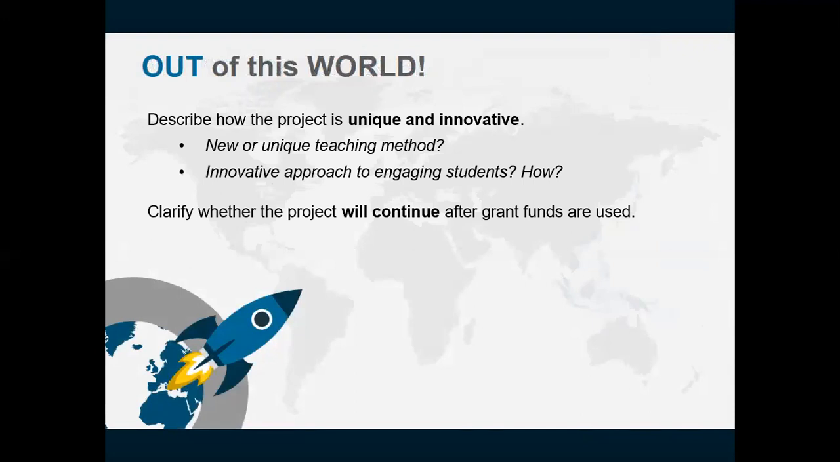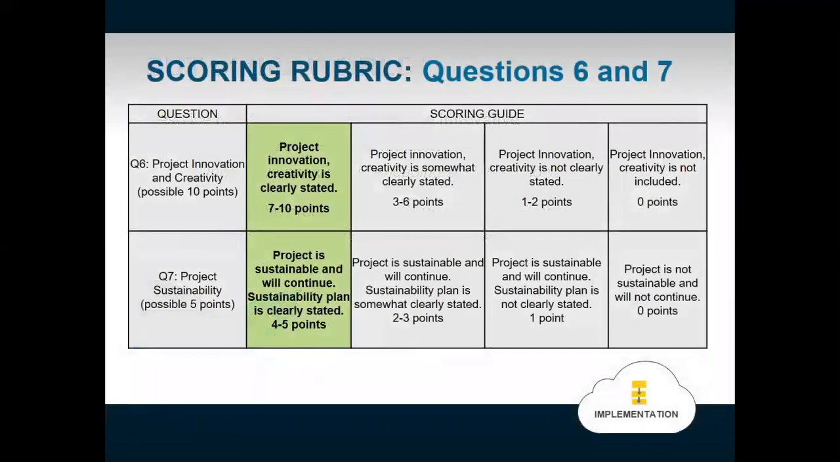We want you to be able to clarify for us in this section whether the project is able to continue after grant funds are used. It's important for us to know that, and if so, what is the plan for sustaining the project? And looking at the rubric for this, again, questions 6 and 7, you can see here that it's very focused on project innovation, that the creativity is clearly stated, and whether or not it's sustainable and will continue. You can see that that can earn up to 5 points if your sustainability plan is clearly stated.